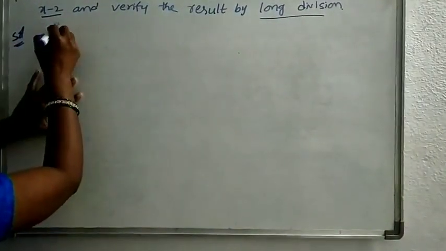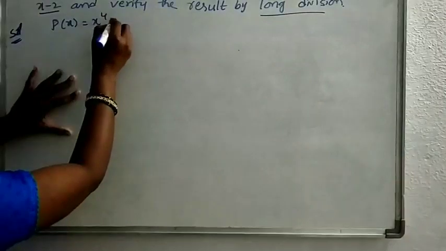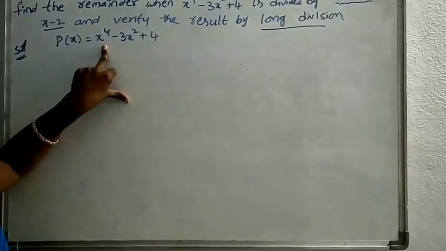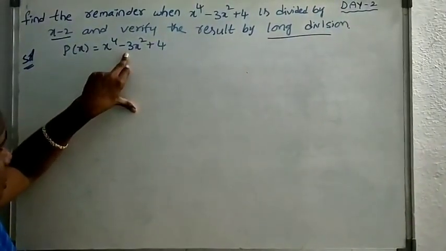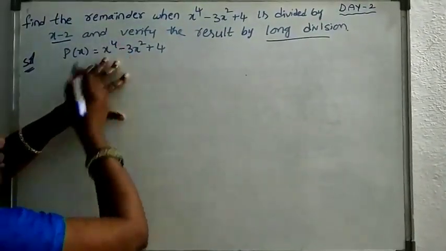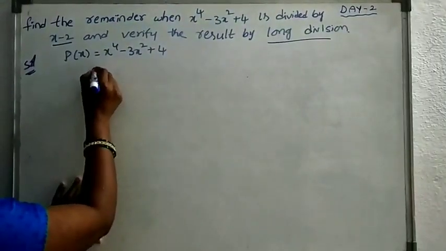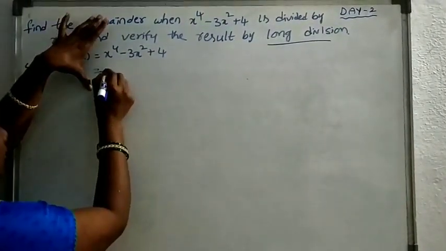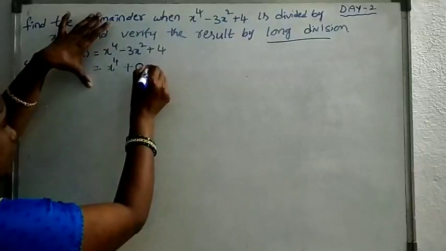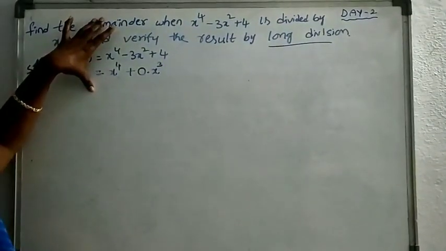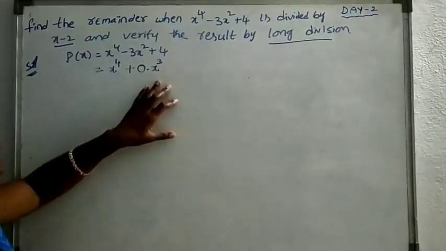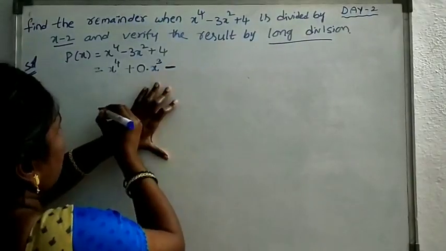Here, p of x is equal to x power 4 minus 3x square plus 4. You observe, children, it is a 4th degree polynomial. In this 4th degree polynomial, we have missed some powers. So, x power 4. After that, we don't have an x cube term. So, this polynomial can be written as x power 4 plus, in place of x cube, I am writing 0 into x cube. 0 into x cube means it is 0. It won't change the value of the given polynomial.